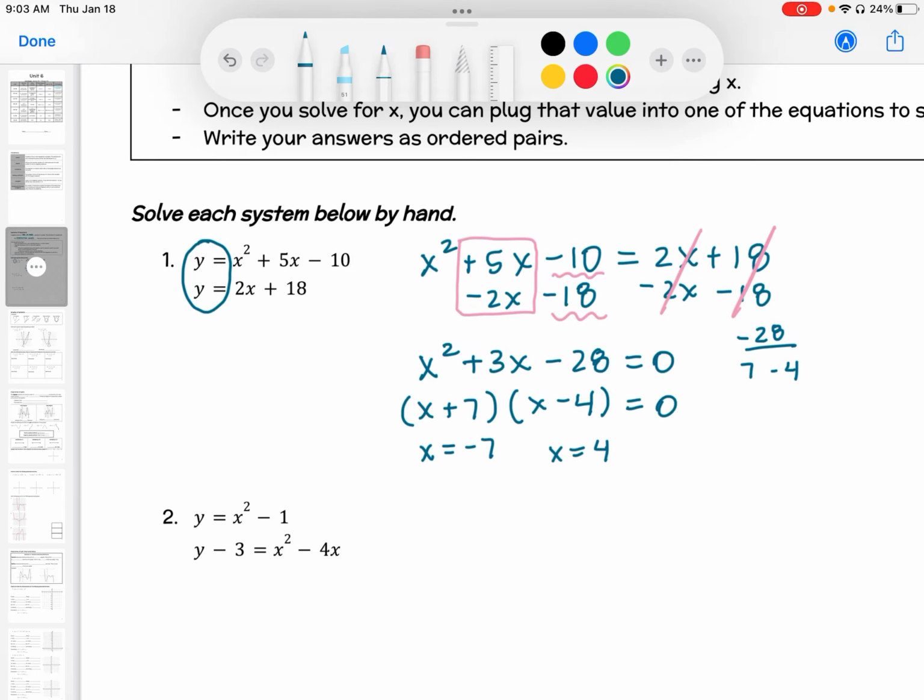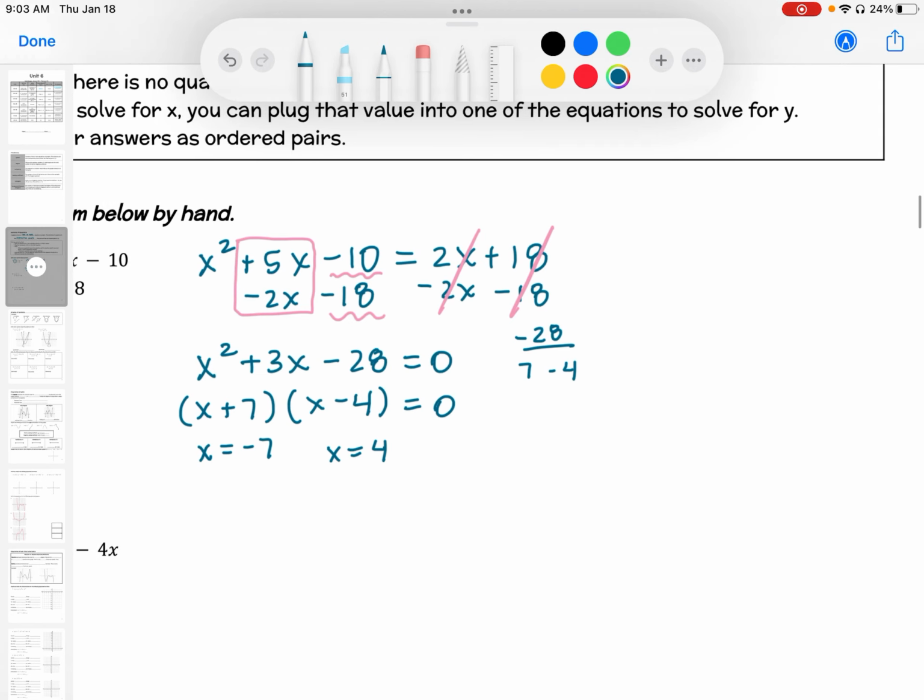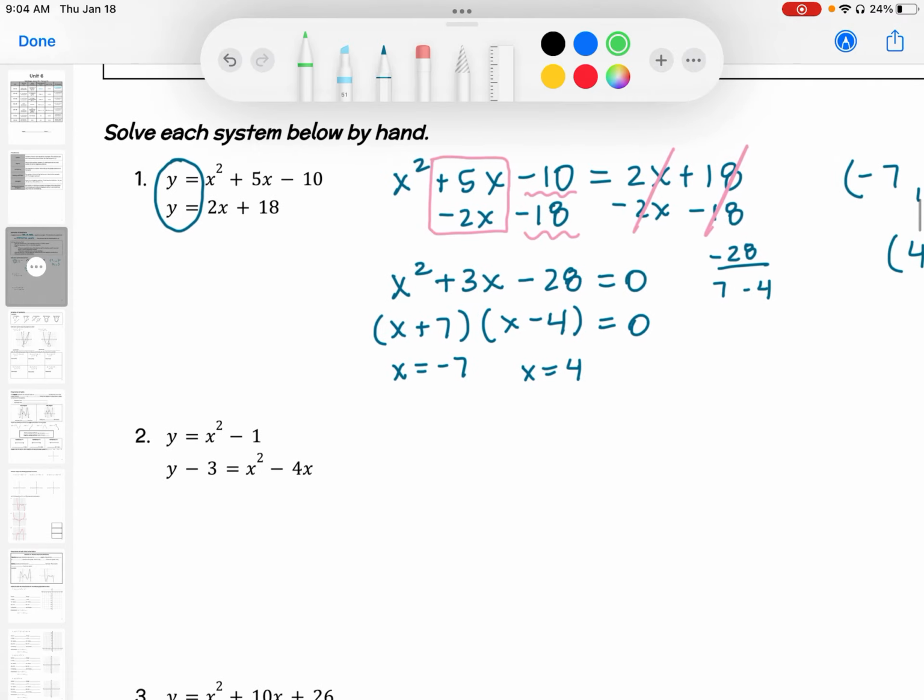Okay, so now we have two x values, but we need to write our solution as ordered pairs. So I'm just going to go over here, and we have negative 7 comma blank. We don't know what the y value is yet. And we have 4 comma blank. So our next step is to plug these x values in to get our y values. You can plug them either into the first one or the second one. It is completely your choice. You'll get the right answer no matter which one you choose, but it's going to be a lot easier to plug it into this one, the 2x plus 18, so that's what I'm going to do.